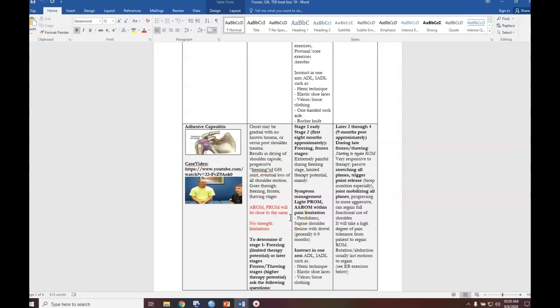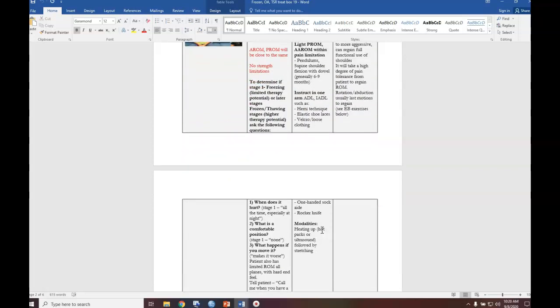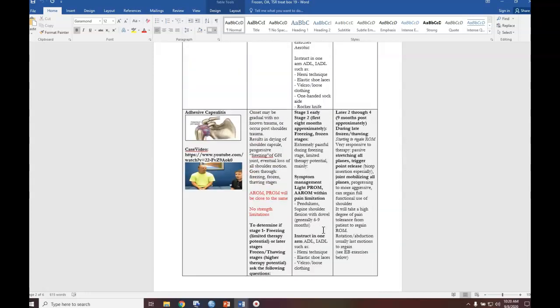Limited potential. You can start to range it as they did in that clinic. Pendulums are good. Some dowel exercises you could do, especially when they're hitting 6 months or so. One-handed stuff, they're going to have to learn how to do stuff one-handed. Heating it up is usually good. It's kind of a chronic thing, even though it could be early, less than 3 months. It's really chronic. You're heating it up, and then once it starts to thaw out, you're hitting 6 to 9 months. 9 months especially, you really need to go to town on it.